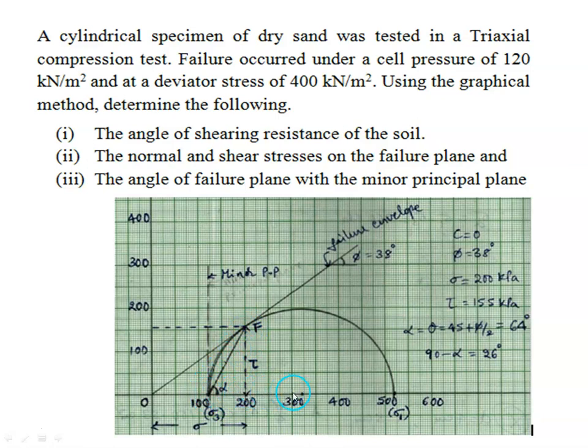But how to find the angle of this alpha with the minor principal plane? We can draw a vertical here. This represents the minor principal plane, and this point represents the pole of the Mohr circle. At the pole, the major principal plane and minor principal plane are perpendicular to each other. So we can find the angle between the minor principal plane and the failure plane, which is 90 minus alpha, equal to 26 degrees.